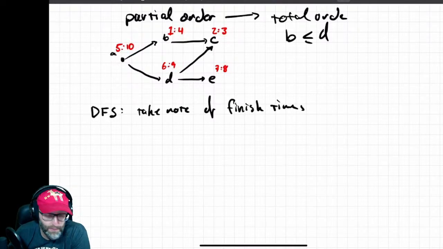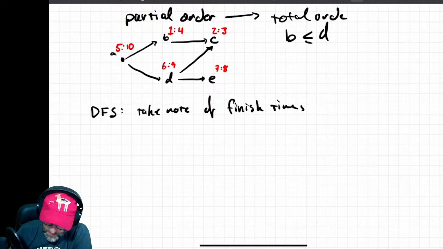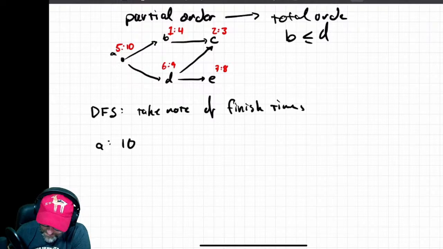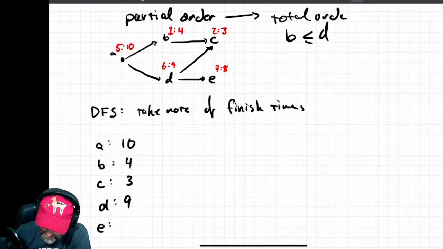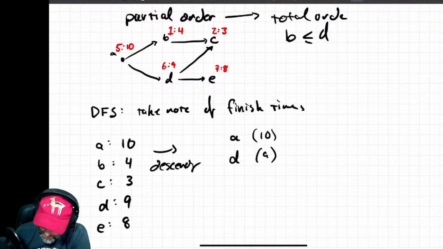And if I sort them in descending order, let's go ahead and note them. A is going to be 10. B is going to be 4. C is going to be 3. D is going to be 9. And E is going to be 8. And if I sort them in descending order, then I get A, 10. I get D, 9. I get E, 8. B and C, 4 and 3.